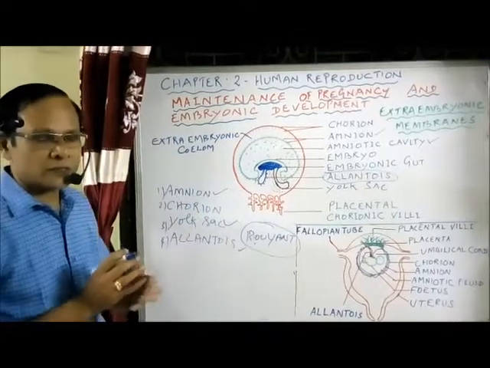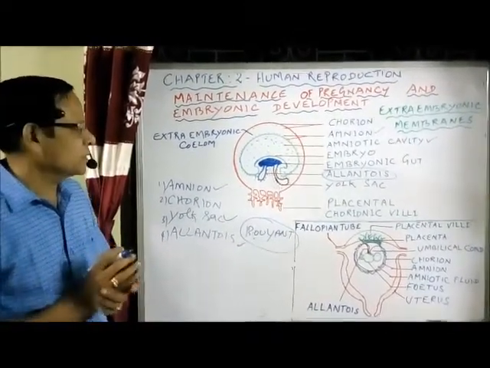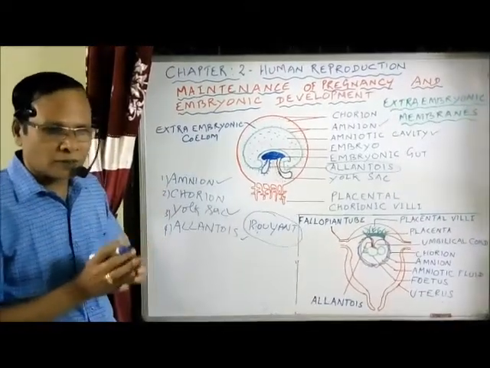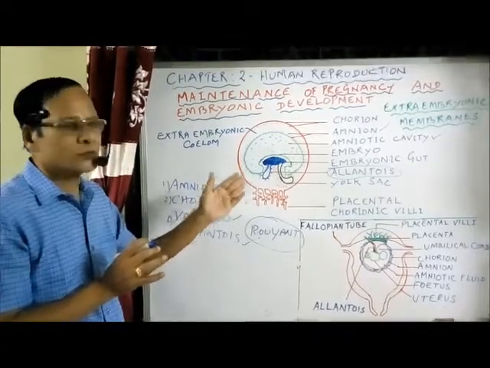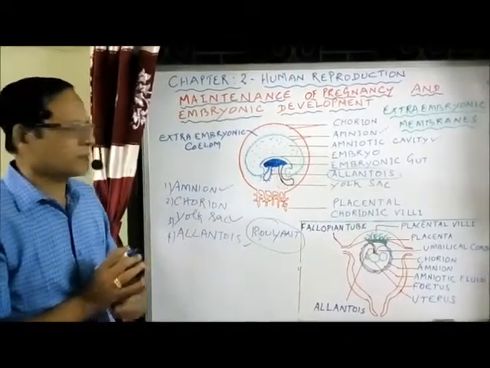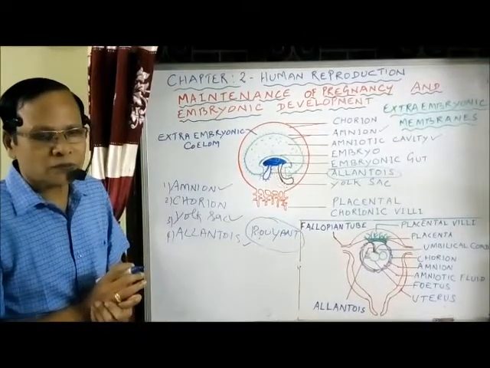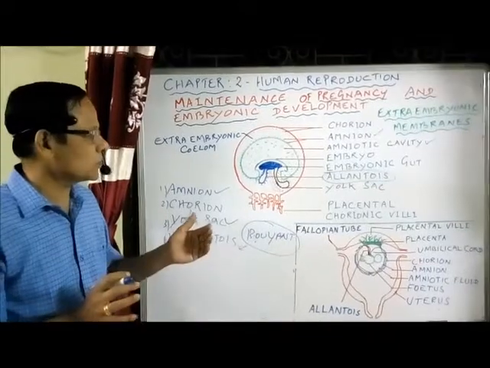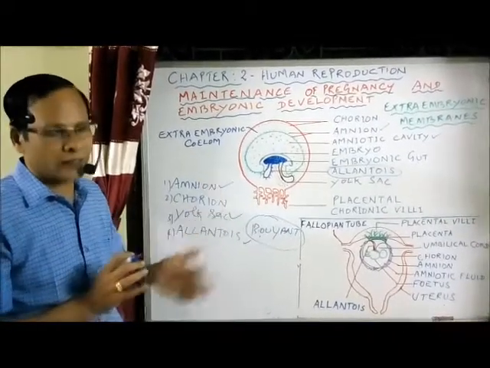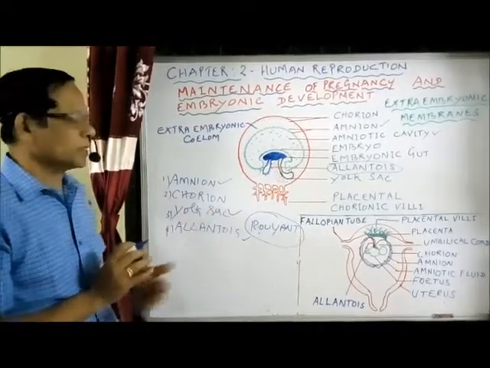The allantois is formed from the posterior end or the caudal end of the gut. It is a base structure of the umbilical cord. The umbilical cord is the one which connects the embryo to the placenta. And the second function, the allantois also takes part in the formation of the urinary bladder. Hence it is called the embryonic kidney.